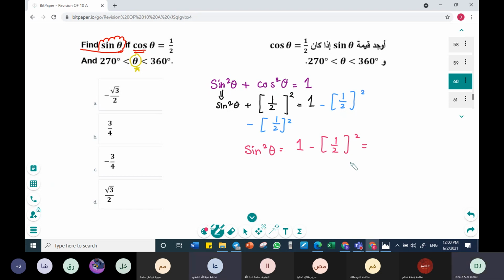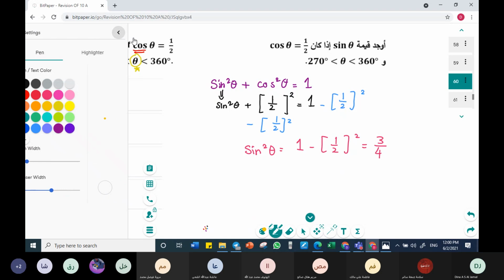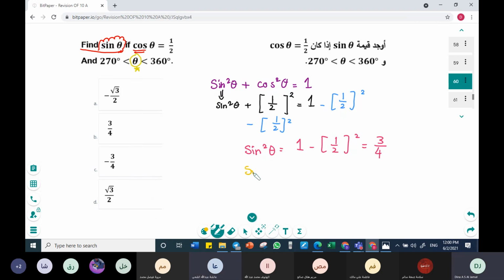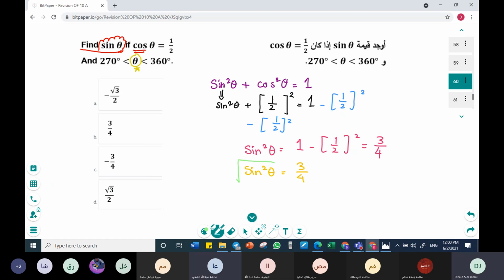It's 3/4. But this is the squared value. What shall I do? Take the square root, plus and minus square root of 3/4. So what do you need to do mainly, Aisha? Take the square root of both sides. So when you take the square root of both sides, what will this give you? Sine theta equal to what?